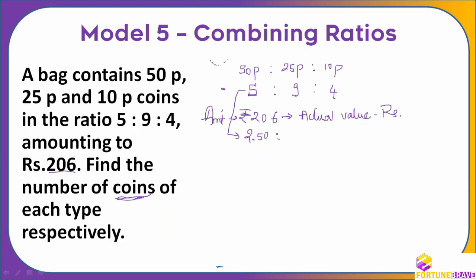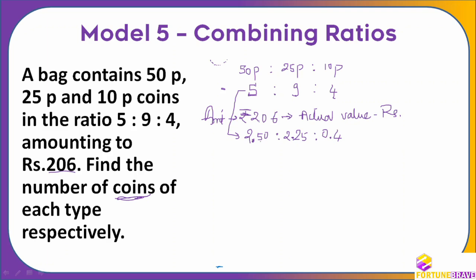2.50. This is how much? 2.25. And this is how much? 0.4. So this is the value. So you can either continue with the decimals. Okay. We are not going to give them ratios. They are asking the number of coins. So you can continue with the decimals, or you can convert them into paise.